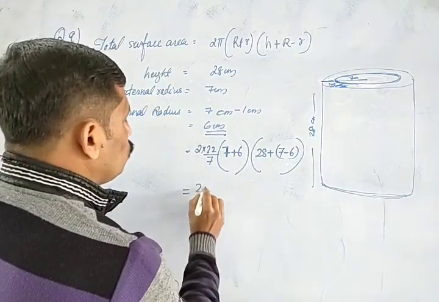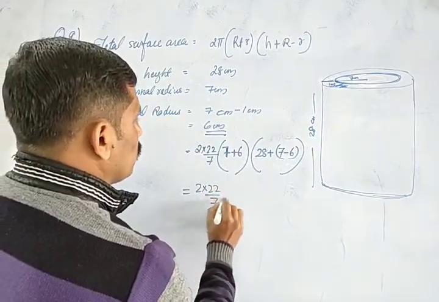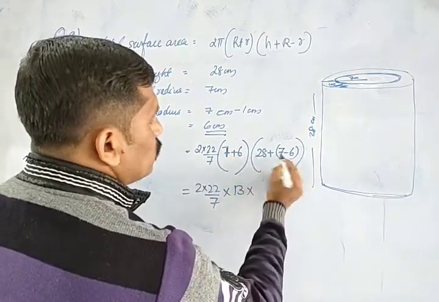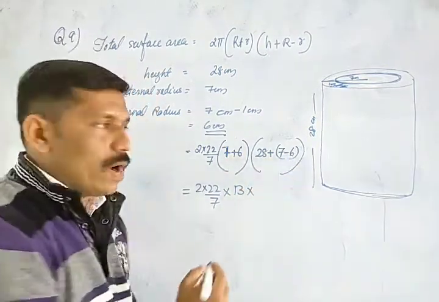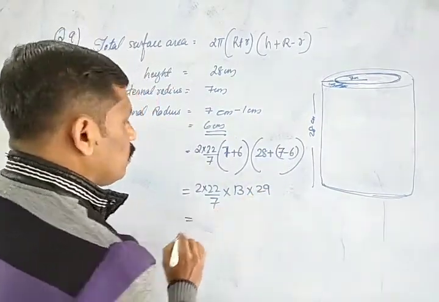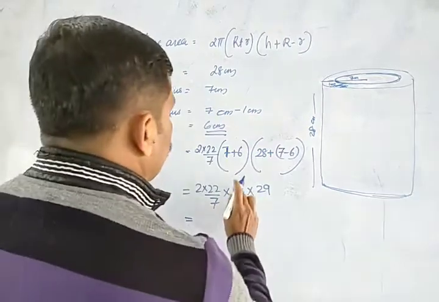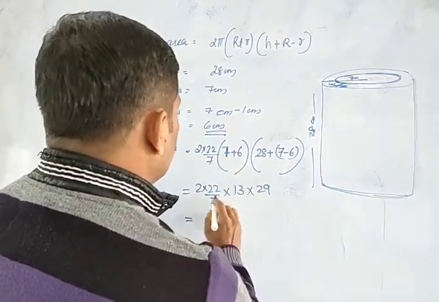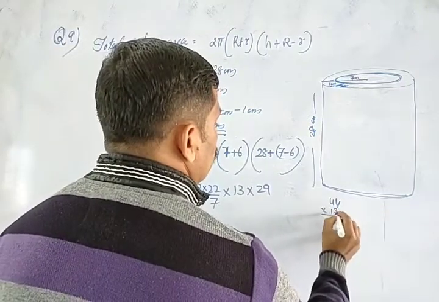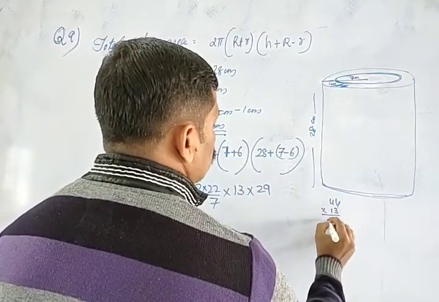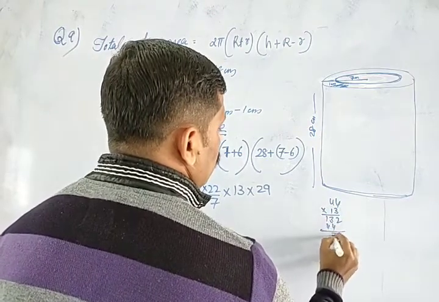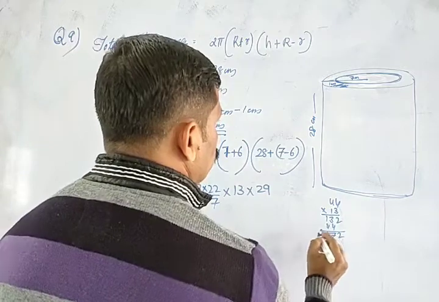That is equal to 2 into 22 upon 7 into 7 plus 6, 13 into then 28, 7 minus 6 is equal to 1, 28 plus 1 is equal to 29. Now we multiply all this. 2 into 22, 44. 44 into 13, we multiply 4 3s are 12, 4 2s are 8, 13, 1 4s are 4, 4, and here 2, 7 and 5, 572.